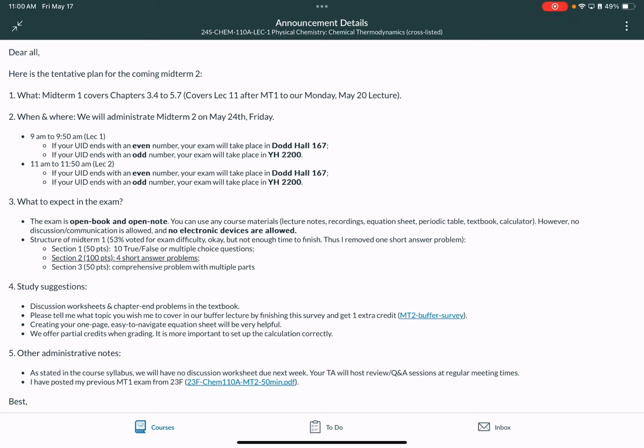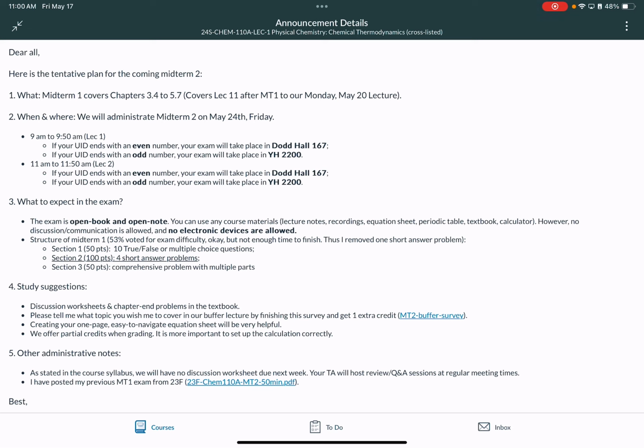We're going to cover lecture 11, which discusses the physical meaning of entropy and links entropy with probability, all the way until our next Monday's lecture. So hopefully I'll be able to finish conventional entropy as well as the third law of thermodynamics. But we'll see, right? Whatever I finish next Monday is going to be the end of our coverage for midterm 2.